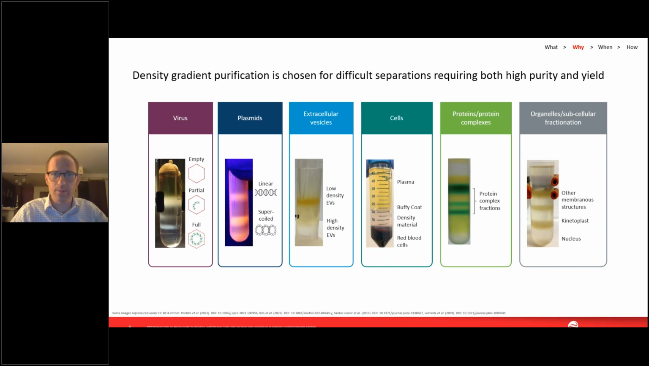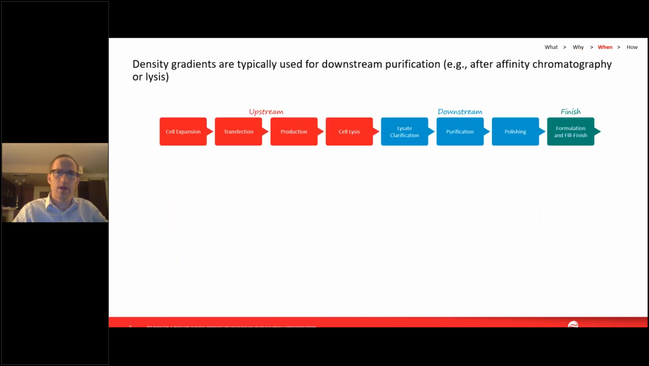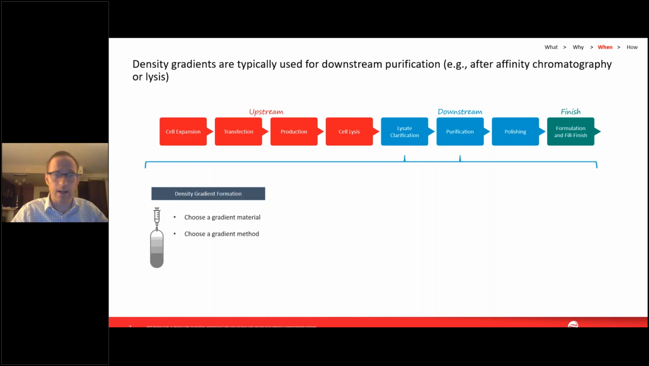Where in the process do we do this? When do we do this? This is typically used for downstream purification, right after an affinity chromatography step or after lysis directly. The process of density gradient ultracentrifugation, I think, boils down to just 3 steps. It's not super complicated.